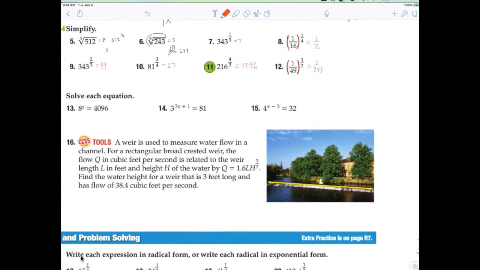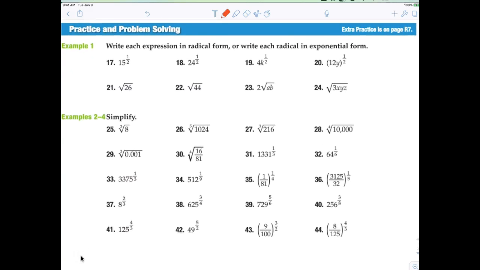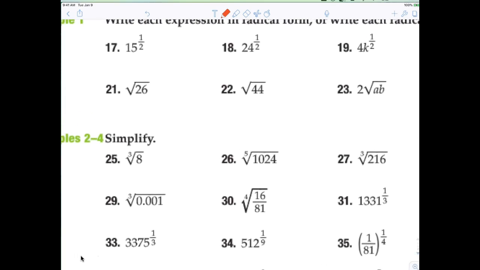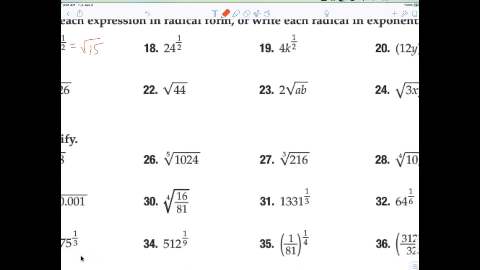We're not doing 13 through 16. Now I'm just going to talk to you about 17 real quick. How do I write 17 as a radical? You're not giving me the answer, you're just rewriting it as a radical. You're supposed to be able to tell me 15 to the 1/2 is the same as square root of 15. That's what you're supposed to be able to tell me. Okay? 18. How would I write that? Square root of 24. Good job.